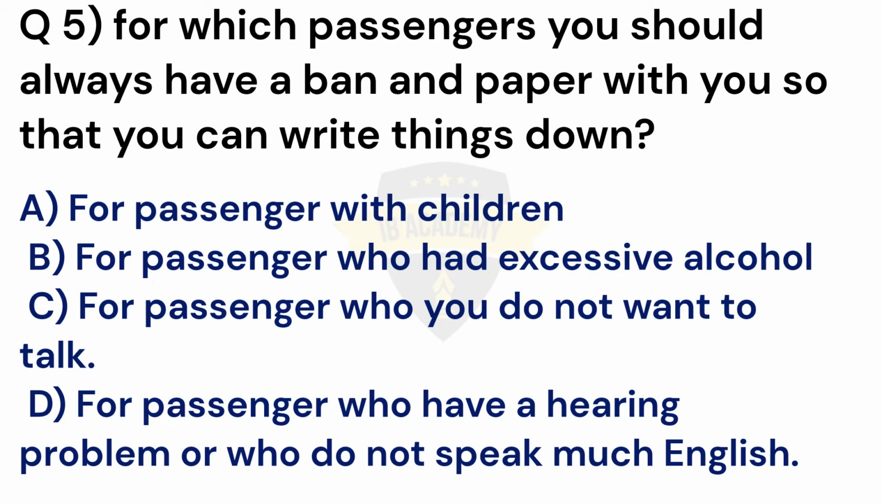Question 5. For which passengers should you always have a pen and paper with you so that you can write things down? Option A. For passengers with children. Option B. For passengers who had excessive alcohol. Option C. For passengers to whom you do not want to talk. Option D. For passengers who have a hearing problem or who do not speak much English.